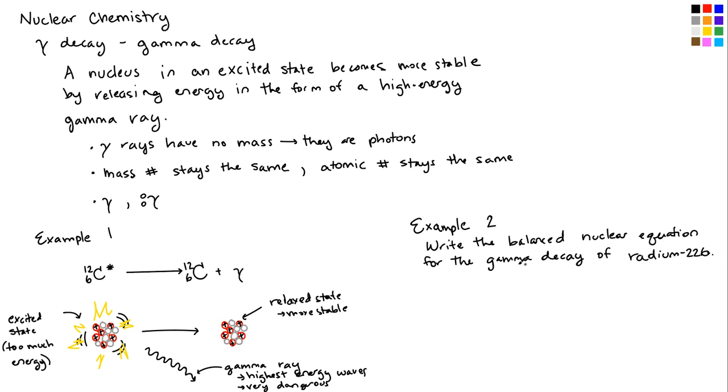And it's saying for the gamma decay of radium-226. So when we see some kind of reaction of radium-226, we know that radium-226 is our reactant. It's our starting material. So let's write that. We know from our previous video that radium has an element symbol of capital Ra. We know that it has an atomic number of 88. And you don't have to memorize this. You could just look at your periodic table and find it in there.